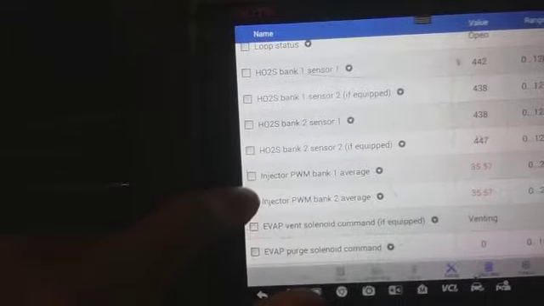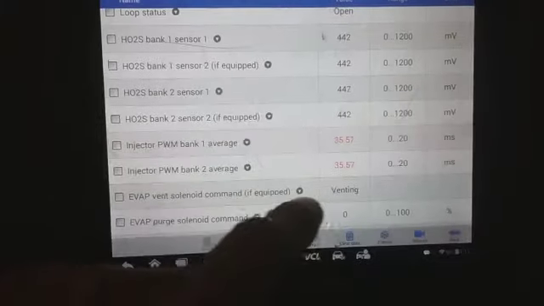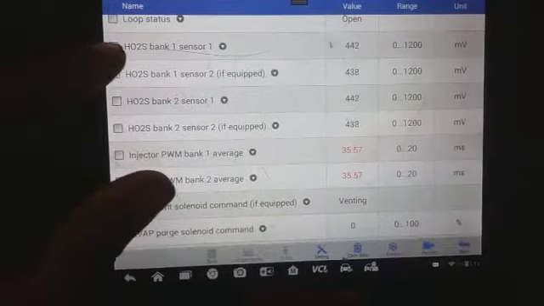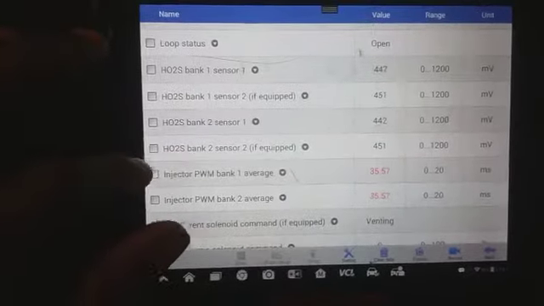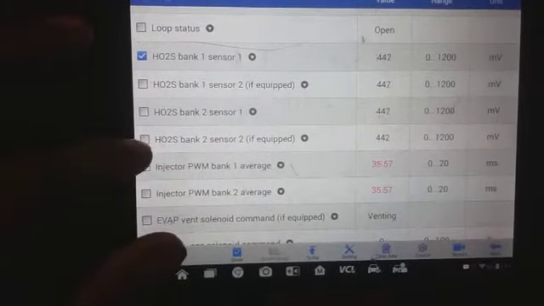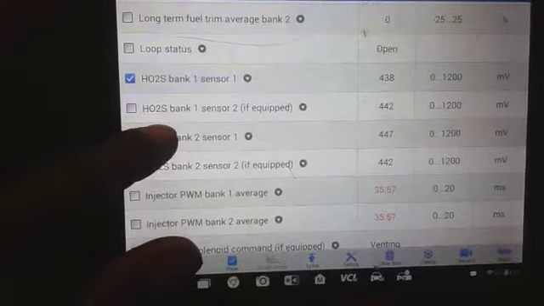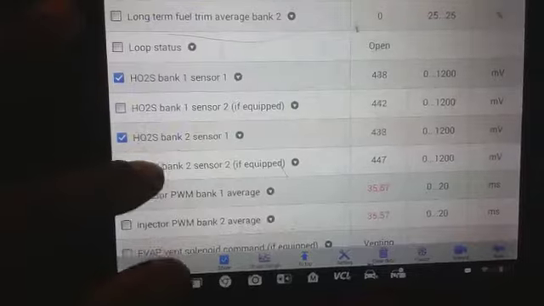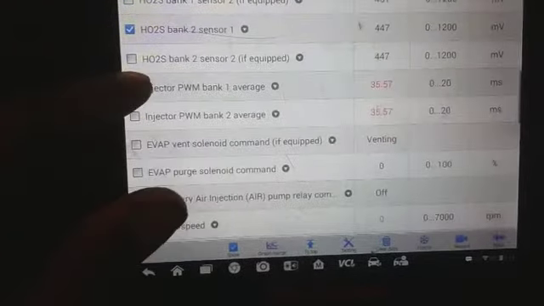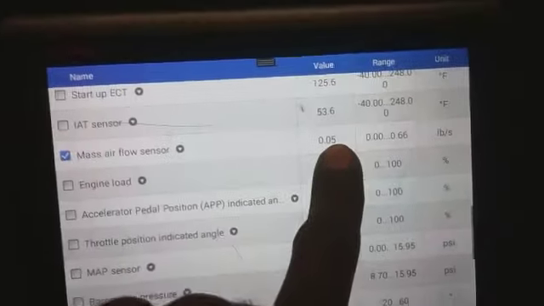Look at that. Injector pulse width is 35 milliseconds. That's pretty grand, ain't it? Why would it be 35 milliseconds? It shouldn't be that long. That's an open loop. Fuel trims. Let's go to heated sensor bank 2 and 1. Let's get that anyway. Pretty sure the mass airflow. Look at that. Wow. It's 0.005 and it's not even running.